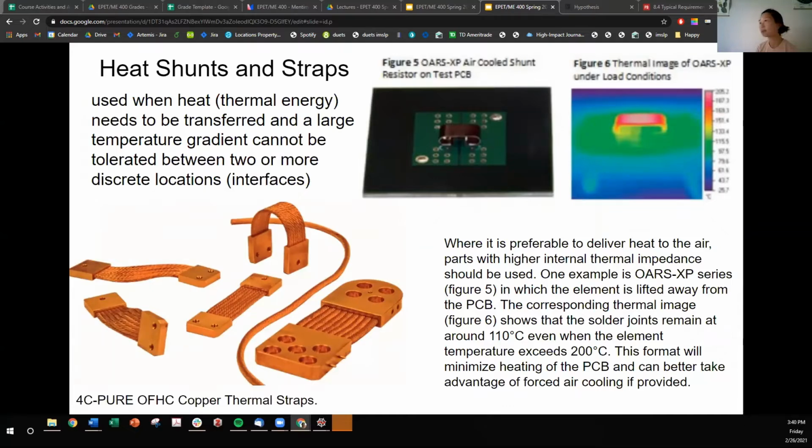Okay, heat shunts and straps. Heat shunts and straps are used when heat, thermal energy, needs to be transferred and a large temperature gradient cannot be tolerated between two or more discrete locations. So these heat shunts and straps are attached to point-to-point end connections in which you want to transfer heat from a hot spot to a cold spot.